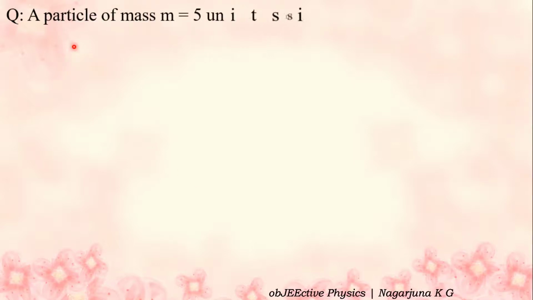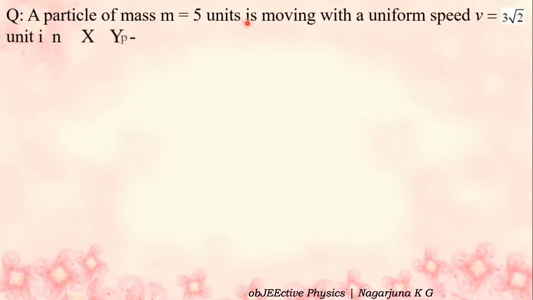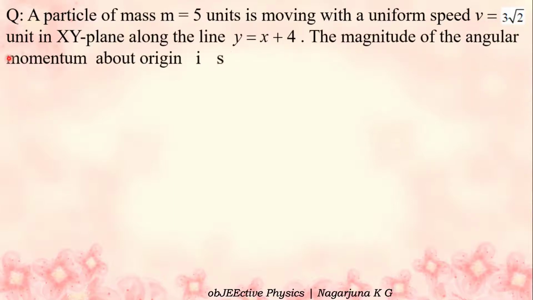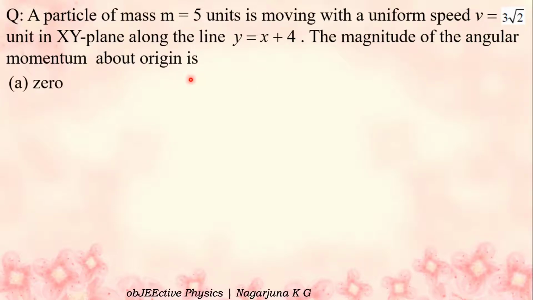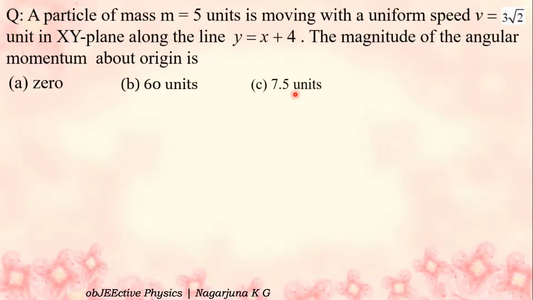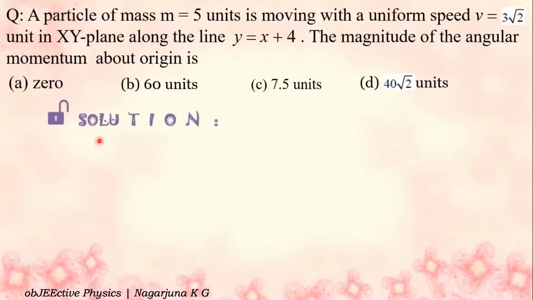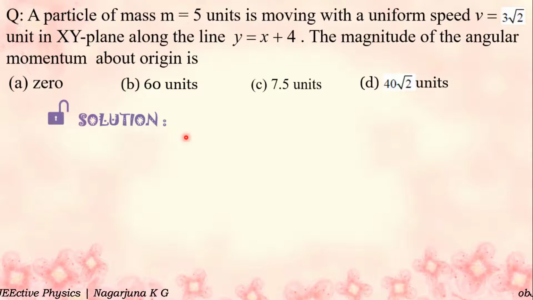Next question. A particle of mass m is equal to 5 units is moving with a uniform speed v is equal to 3 root 2 unit in the xy plane along the line y is equal to x plus 4. The magnitude of the angular momentum about the origin is option A 0, option B 60 units, option C 7.5 units, option D 40 root 2 units. And then solution. So remember the options.